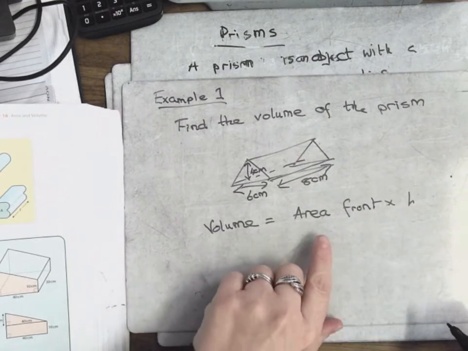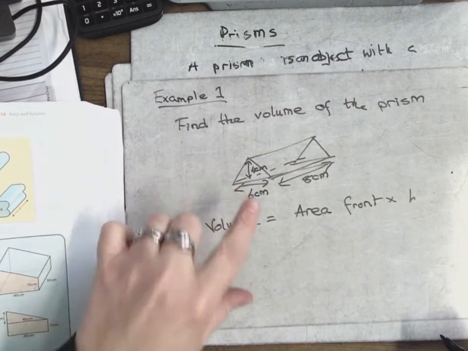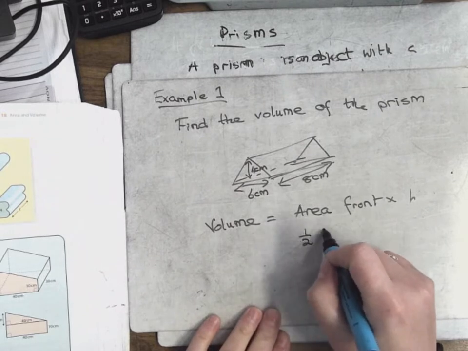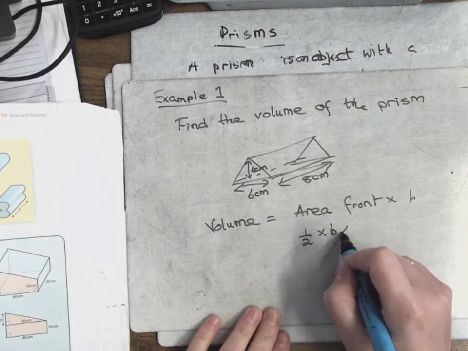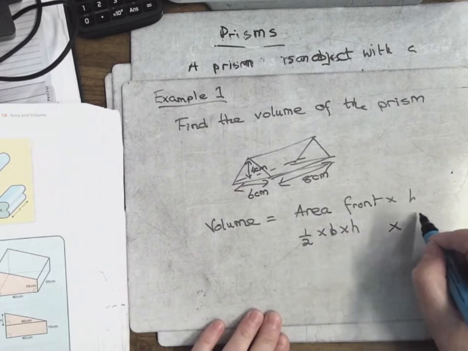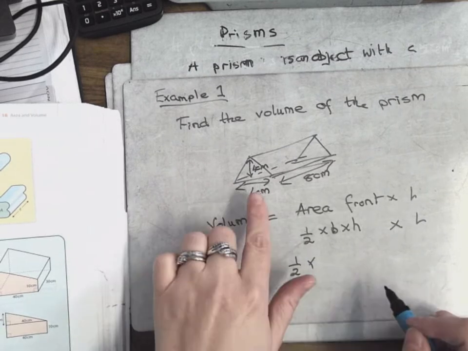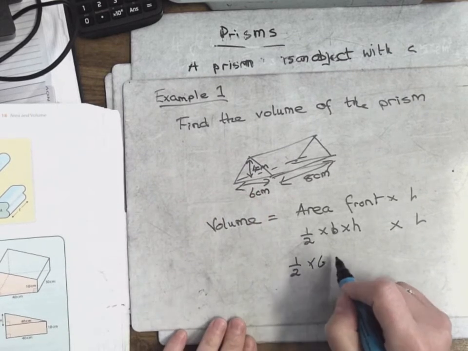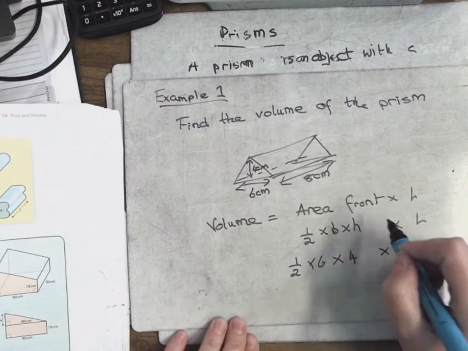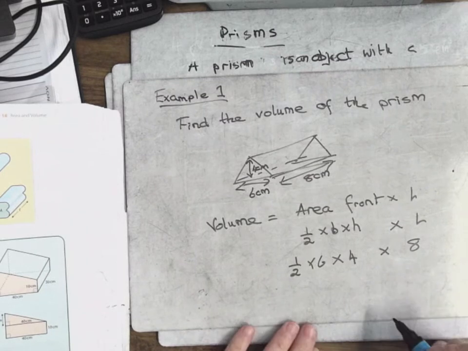The area of the front, first off, what shape is the front? Triangle. How do you get the area of a triangle? It's a half multiplied by the base multiplied by the height. Then you multiply that by the length back. So that's a half multiplied by the base of that triangle, 6, multiplied by 4, and then multiplied by 8. Put the whole lot into your calculator and press equals.